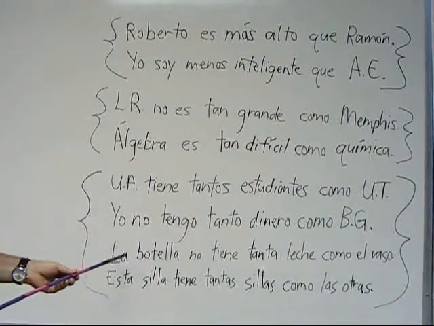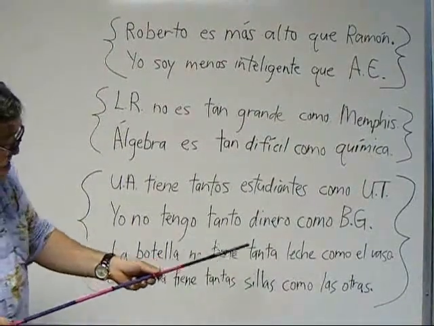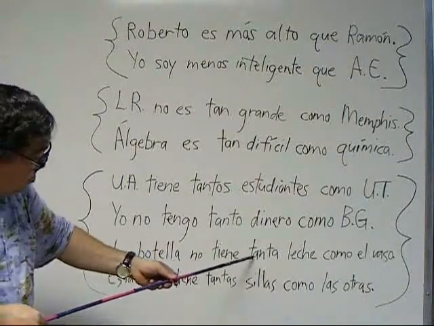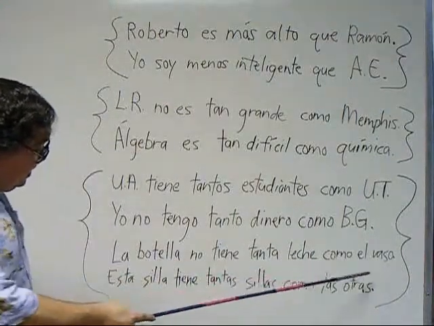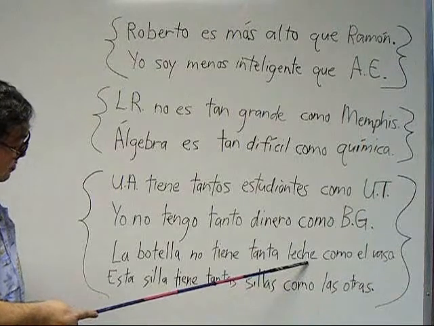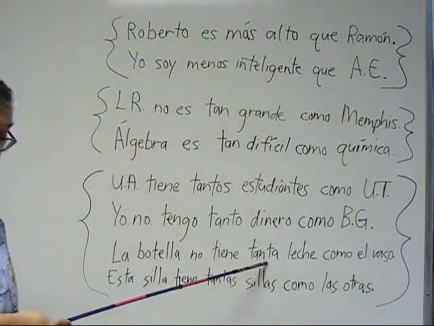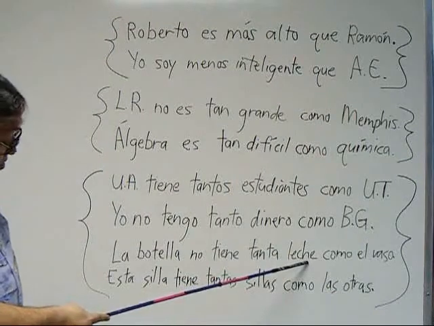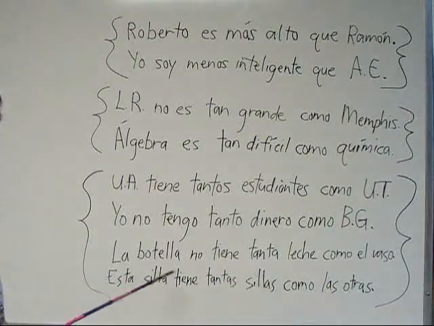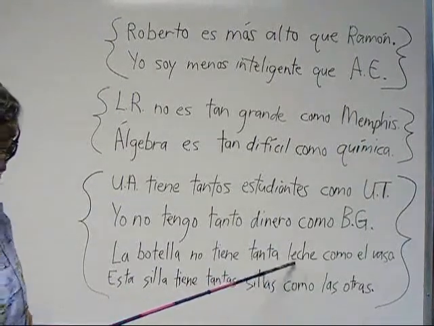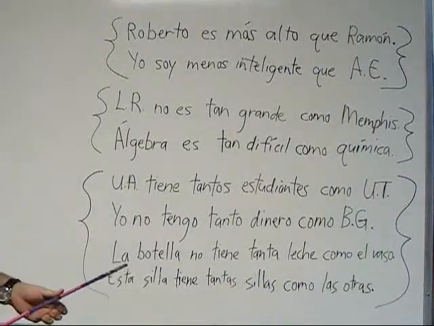The next one. La botella no tiene tanta leche como el vaso. The bottle does not have as much milk as the glass. Here the word milk is feminine, so if I want to say as much milk, I have to have the feminine singular word for as much to match milk's gender and number. La botella no tiene tanta leche como el vaso. The bottle does not have as much milk as the glass.